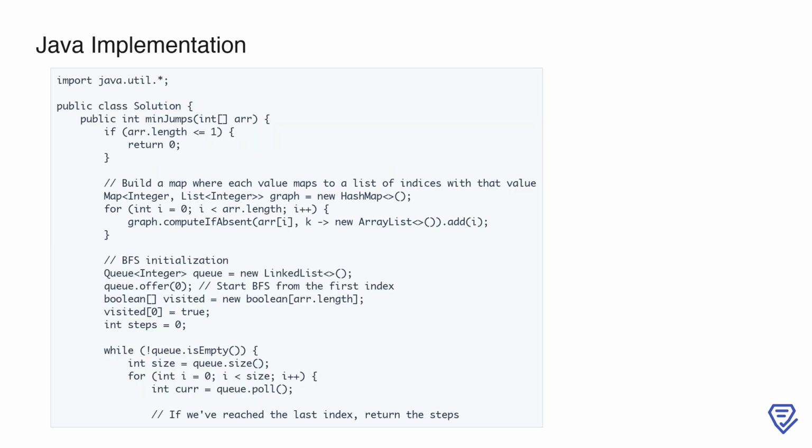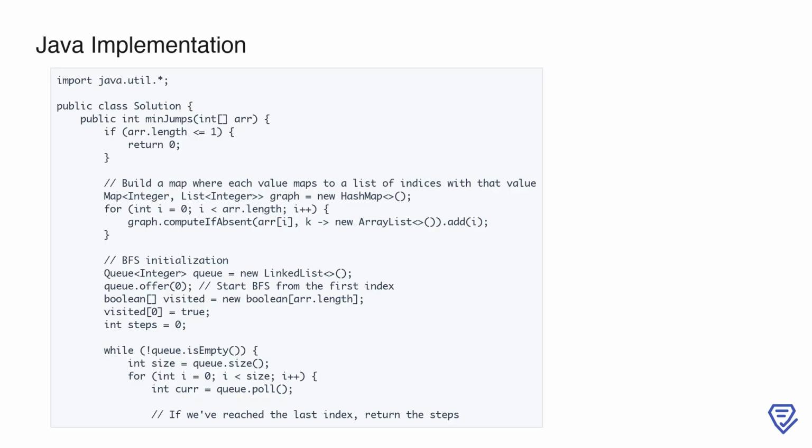Here, we start by importing the necessary libraries and defining our solution class. The first method, minJumps, takes an array as input. If the array length is 1 or less, we immediately return 0, as no jumps are needed. Next, we create a hash map called graph to map each unique value in the array to a list of indices where that value appears. This allows us to efficiently find all indices with the same value later. We populate this map using a loop through the array.